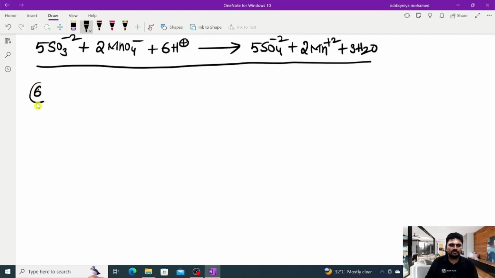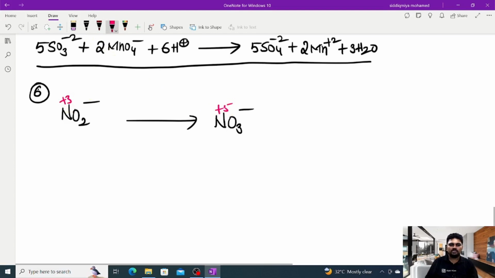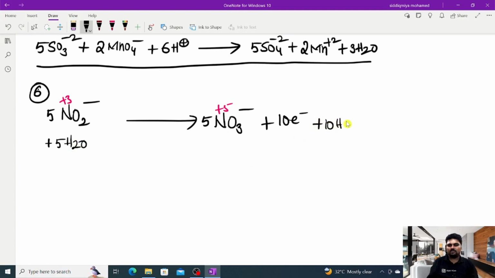The last one is NO2 minus will be oxidized to NO3 minus. The oxidation state of nitrogen is plus 3 and it is converting into plus 5. Each nitrogen is giving 2 electrons, so you get 10 electrons. Here you have to write 5, here 5. Each nitrogen gives 2 electrons, 5 nitrogens give 10 electrons. Now 5 times 3 gives 15 oxygens, so 5 oxygens are less, then you can write 5H2O. Then 10 hydrogens are less, so you can write 10H plus.